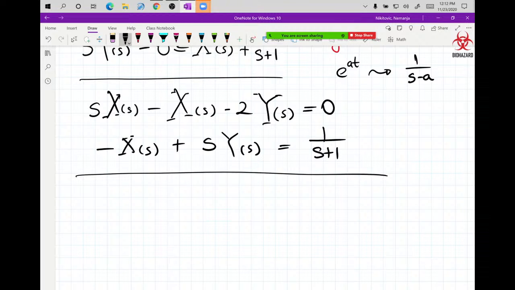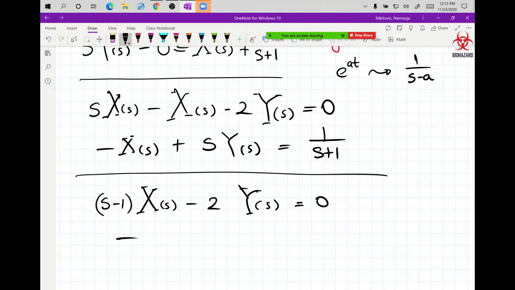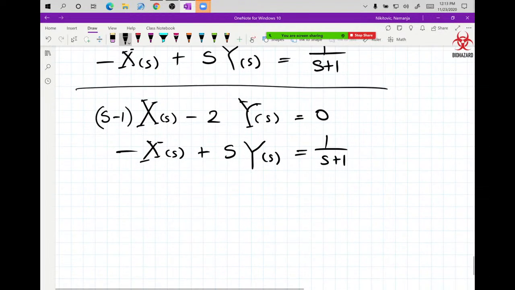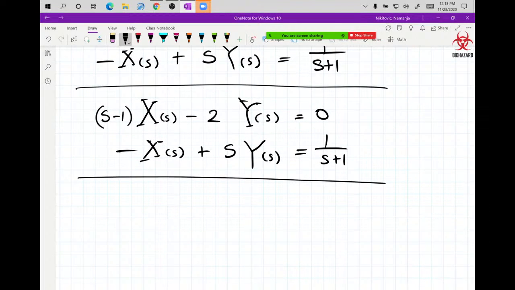This is a 2 by 2 system with x and y being unknown. So I have my s minus 1 times x minus 2y equals 0, and negative x of s plus s y of s equals 1 over s plus 1. It's a system. Just solve the system. So easy. You want to multiply this one by s and multiply this one by 2 to kill y's? Okay, you can do that.